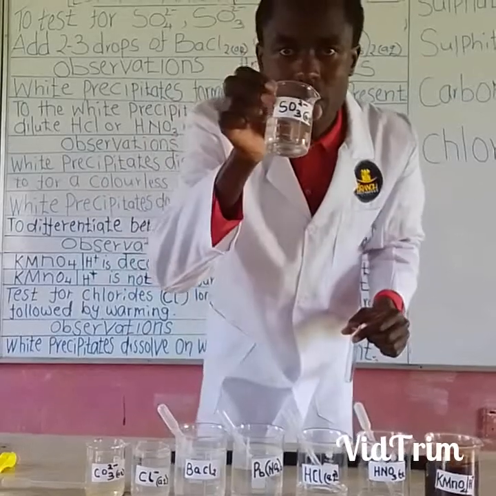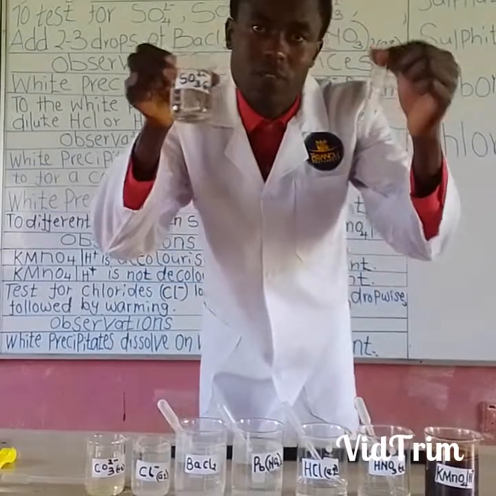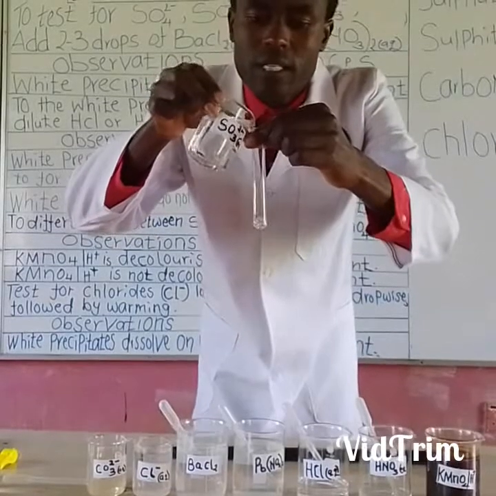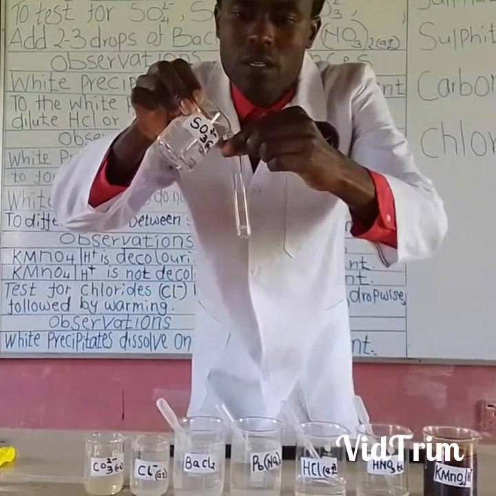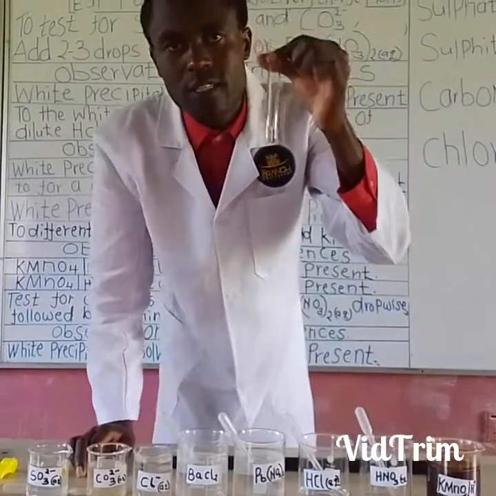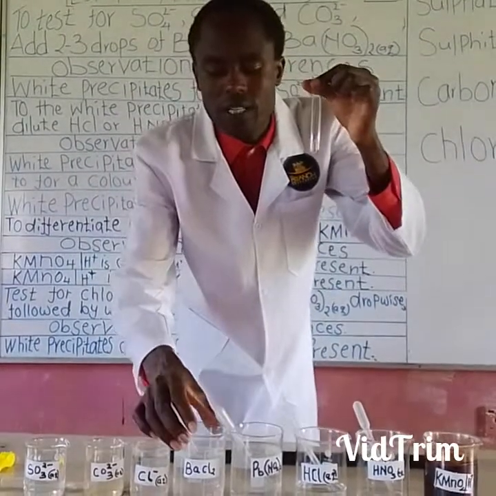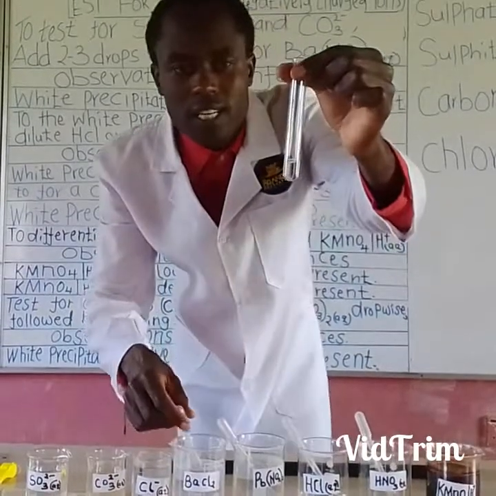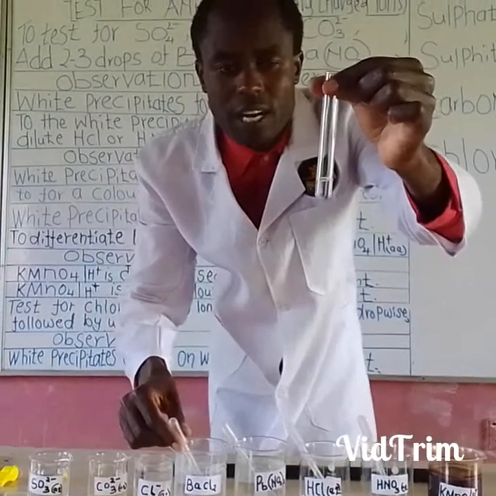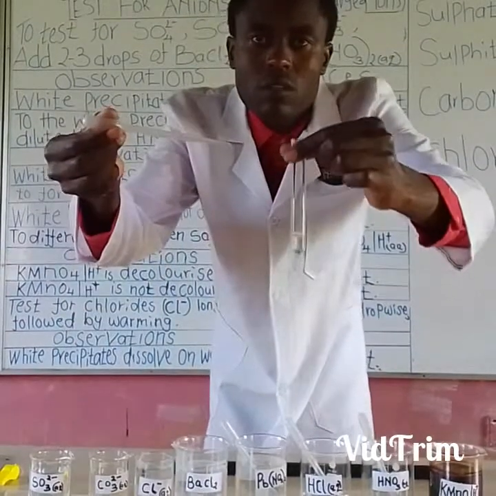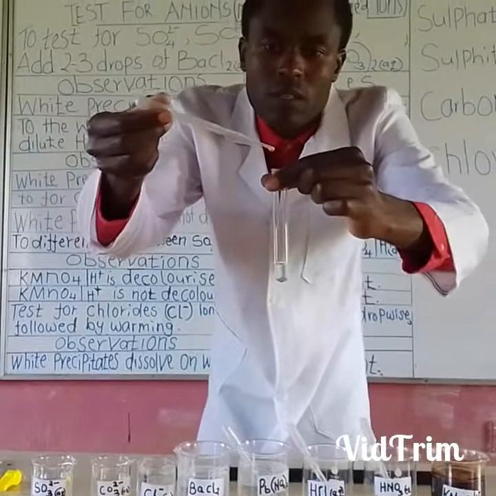Let us move on to test for sulfides. You can see the chemical symbol, sulfide. So this is a solution containing sulfide ions. I take about 2 ml. Then the first step, we add first barium chloride solution dropwise. Initially the color containing the sulfide ion is colorless. I add exactly 2 drops.